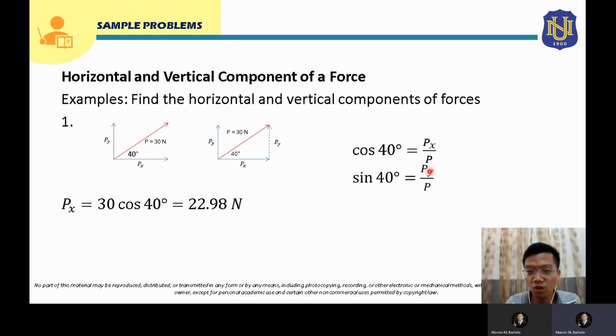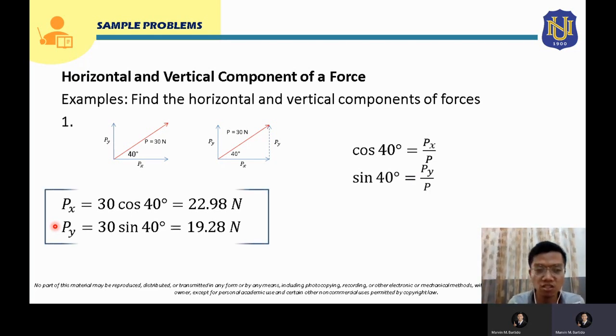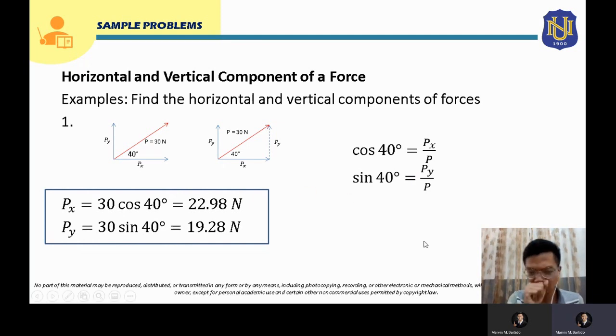Now, for the vertical component, that will be Py. For Py, you just cross multiply, so this will be P sine 40, where P is 30 Newton. So 30 times sine 40. Inputting that in your calculator, that will give you 19.28 Newton. So these are the horizontal and vertical components of your force P. This is what we are looking for in this problem.